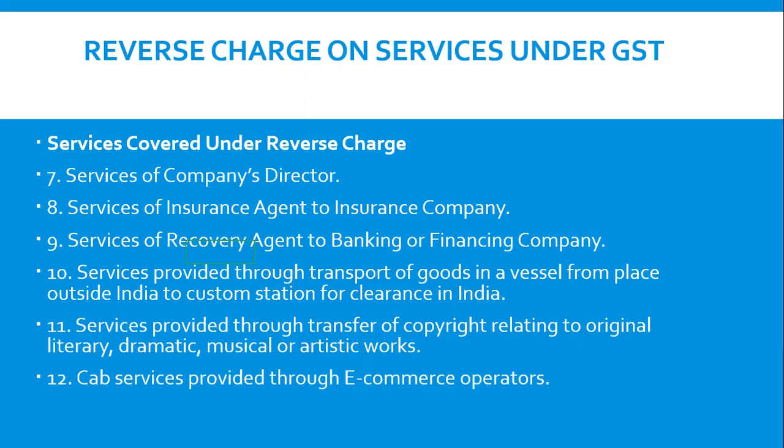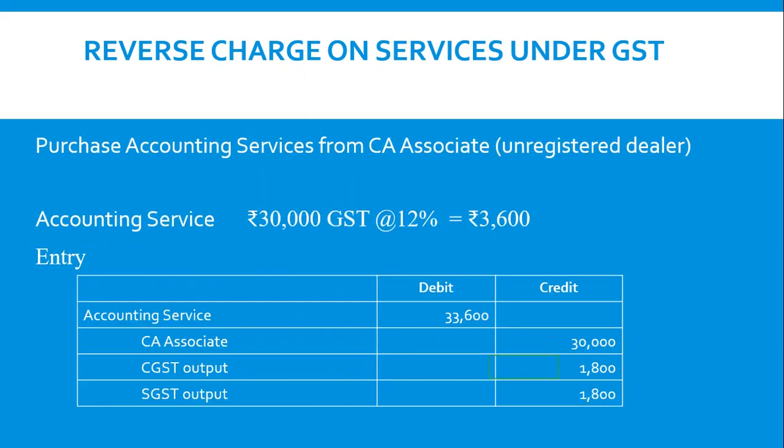So now the important task is how we are going to post this transaction and how we are going to create this tax liability under Tally. So I have taken one example here. We are purchasing accounting services, let us suppose, from one firm known as CA Associates, and he is an unregistered dealer. So we are purchasing accounting services for 30,000, and the tax applicable is 12%, which is equal to 3,600. Now what will happen when I post this transaction?